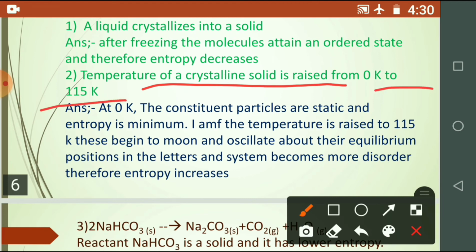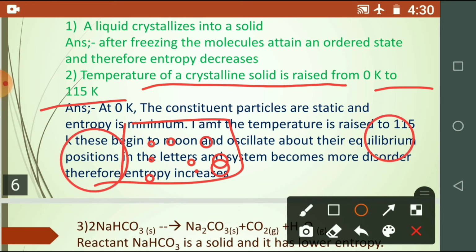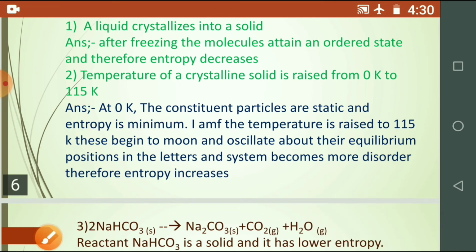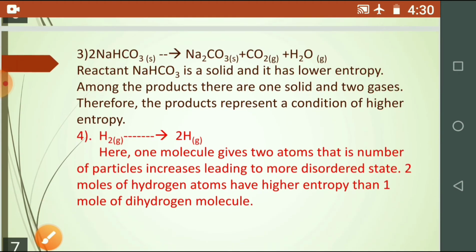At 0 Kelvin, at lower temperature, the particles are highly ordered. Therefore, entropy is minimum. However, if the temperature is raised to 115 Kelvin, then slowly the particles leave their position and they start moving. That's why we say that disorder increases, therefore entropy increases.